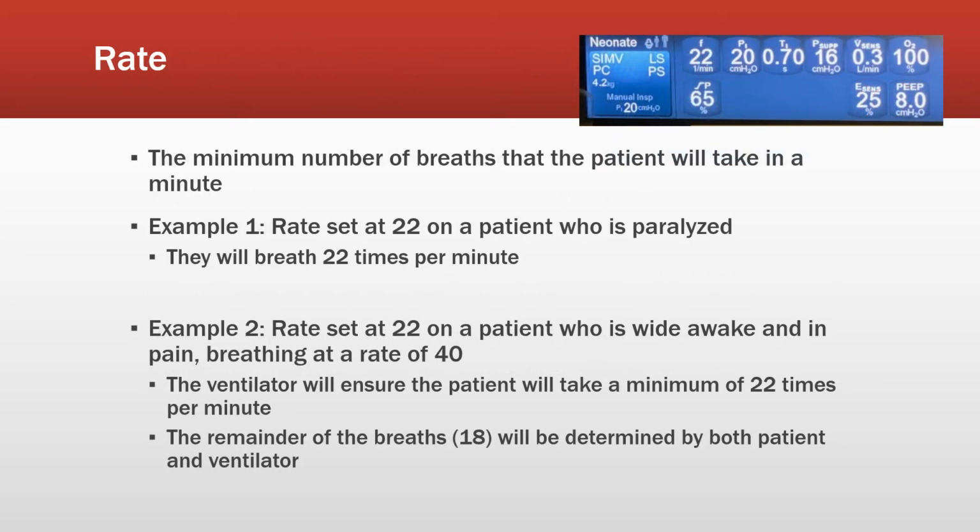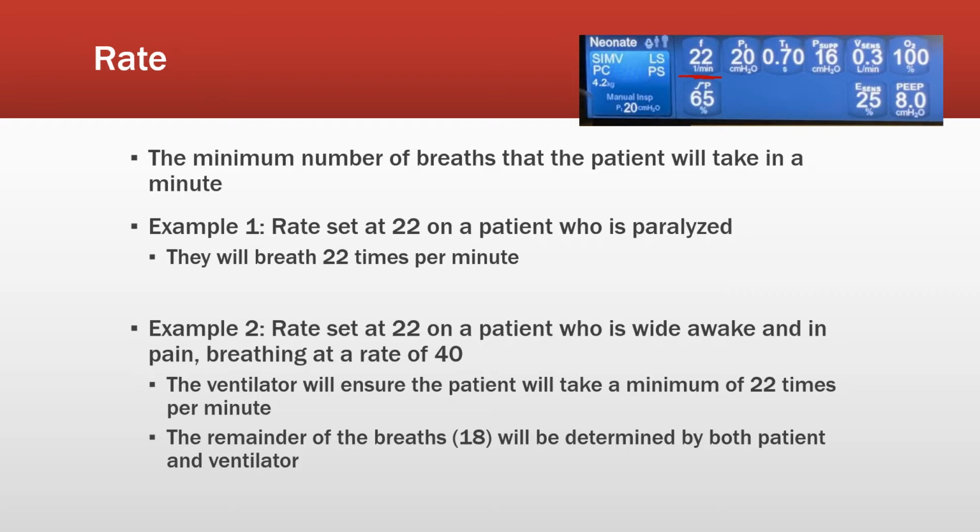Now, we'll start with the rate, and the rate kind of gives way to the rest of the parameters that we'll be looking at. So for our example here, our rate again is 22 breaths per minute. So we can look at this in two different examples. The first example will be a patient who has this rate set to 22, and this patient is paralyzed. So the patient is not contributing any effort towards breathing, and therefore every minute the patient will take 22 breaths. And those 22 breaths will follow the rest of these parameters that are set by the ventilator.